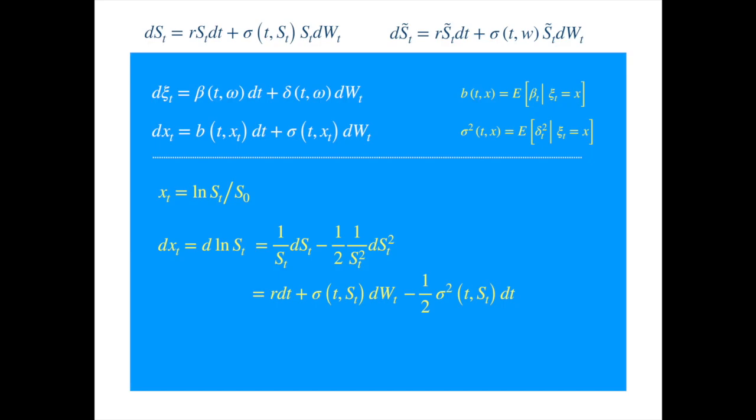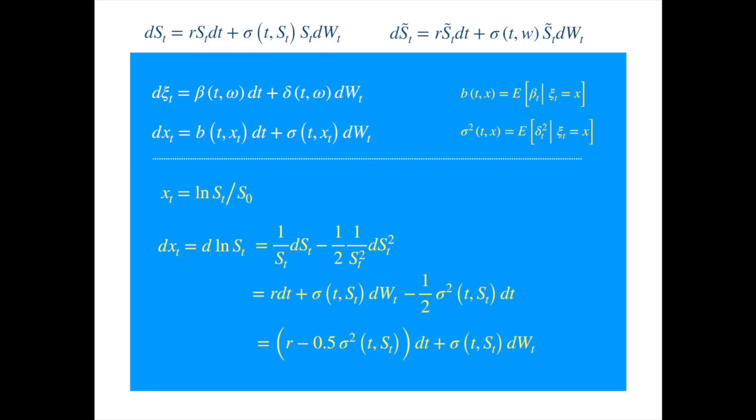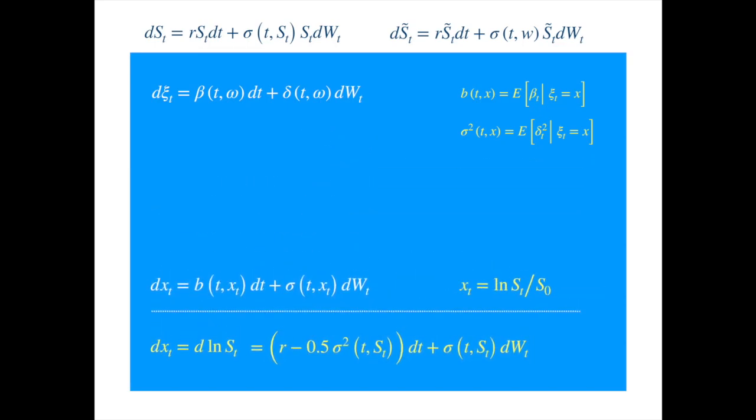Combining the dt terms, we get. So the simpler SDE are now in the same form. Now let's do the same for the stochastic version, which is the S tilde process at the top right. So to get rid of the multiplicative S tilde, as before, we define a new process as log of S tilde divided by S tilde naught, which is the value of the process at time 0.